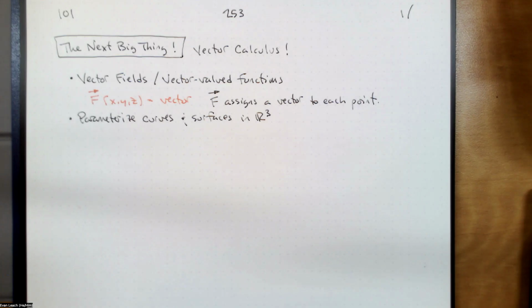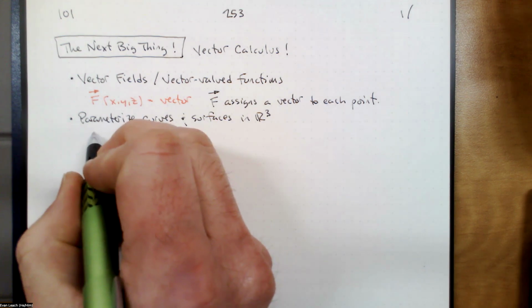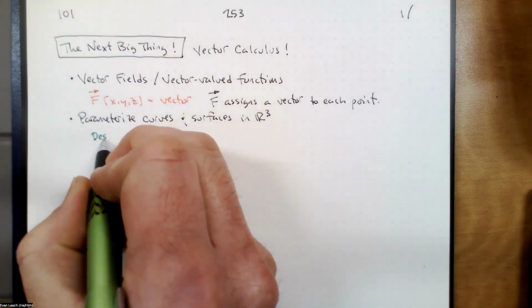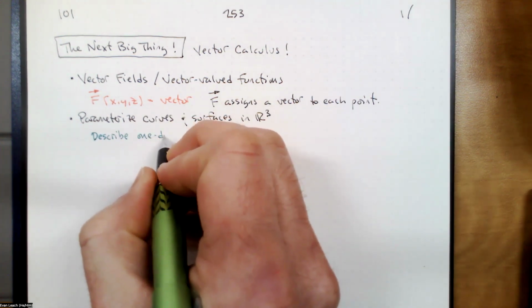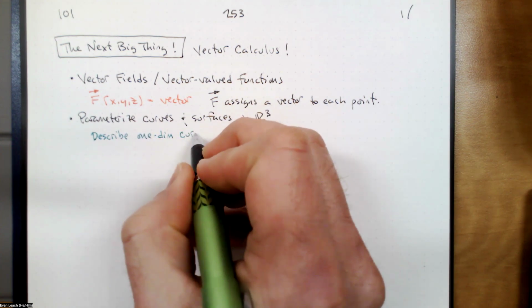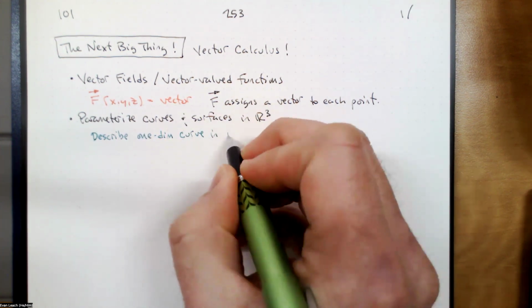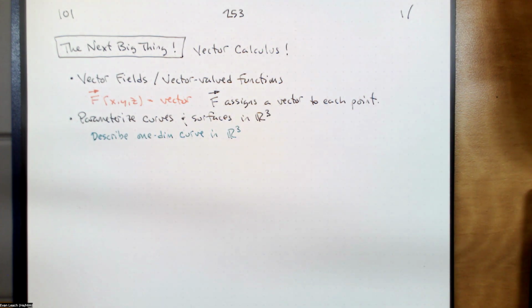We want to describe a one-dimensional curve in three-dimensional space. We know that if we make an equation of three variables, that will give us a surface. If we make a function of two variables, that will give us a surface. So functions in two variables or equations in three variables produce surfaces.